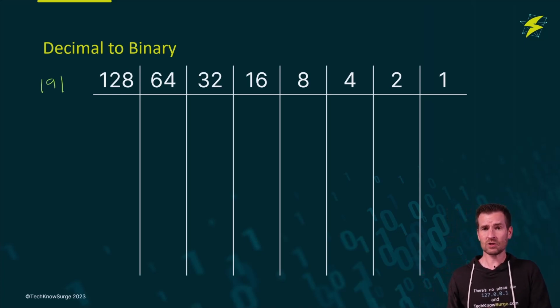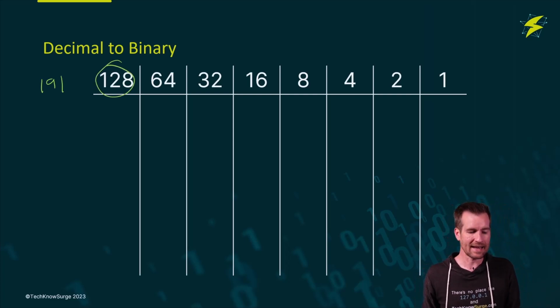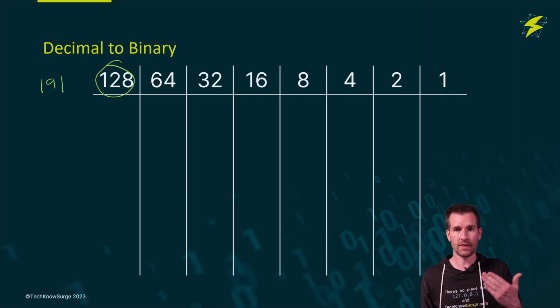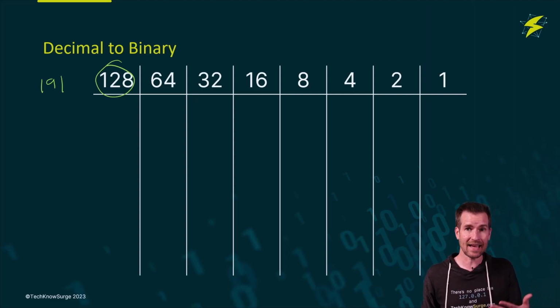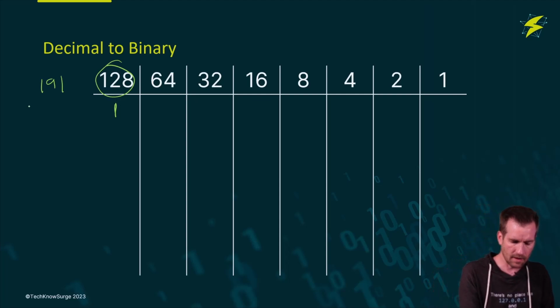And what we do to convert it into binary is we just start at the leftmost column and we say, is there a 128 in this number? Or another way of saying this is, is 191 larger than 128? And the answer to that is yes. So there exists 128 in this number. So I'm gonna do that, and then I'm gonna subtract 128 from here.